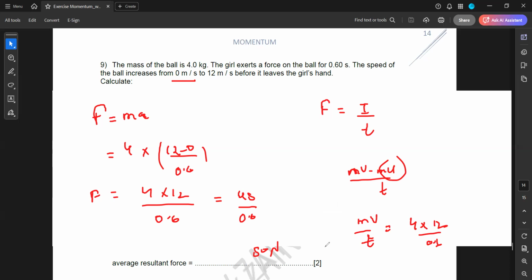So remember that whenever the object starts from rest, the object is stationary and it moves, then the change in momentum is the same as the momentum. Or if a moving object is there and it stops, then in that case also the change in momentum is the same as the original momentum. So it is only valid if the object is stationary at the beginning or the object stops after some time.